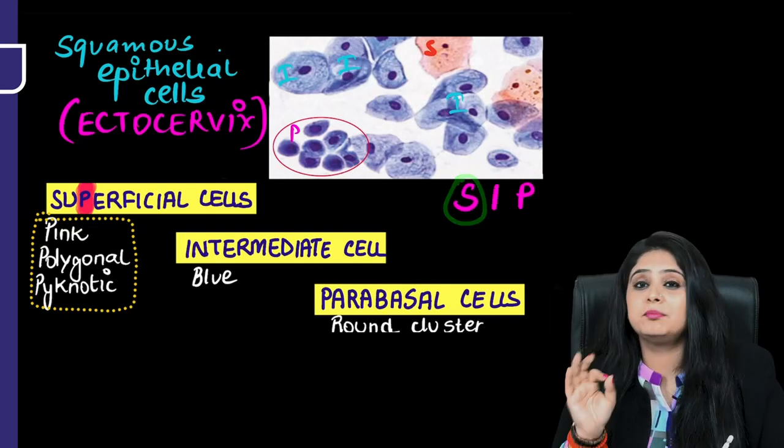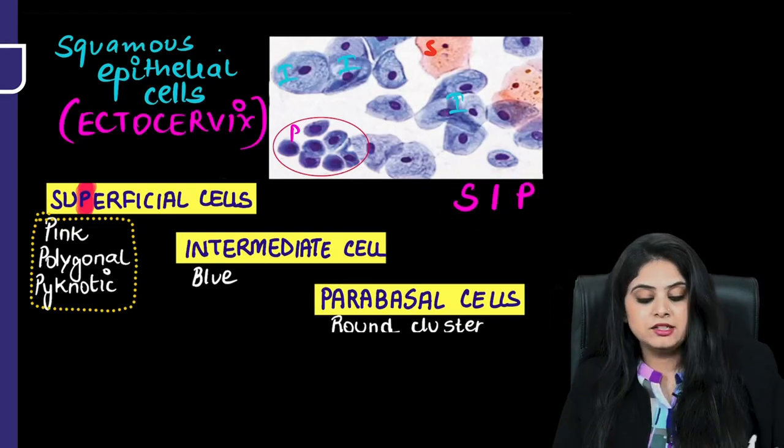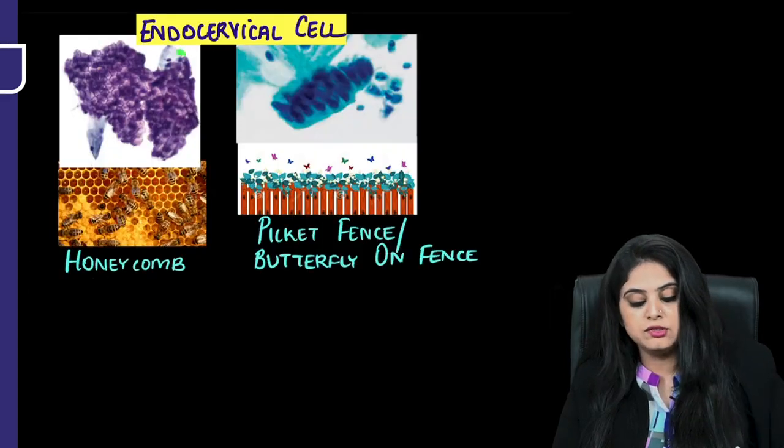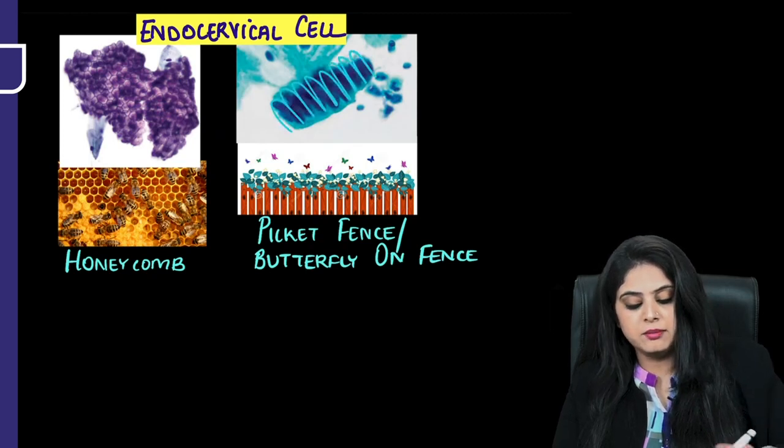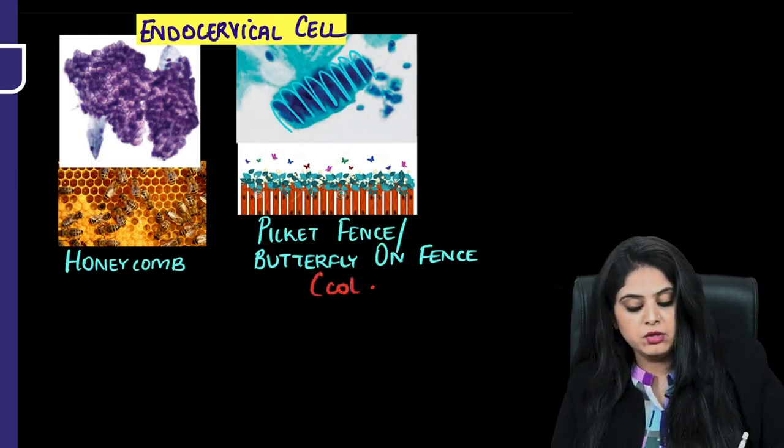The superficial one is pink, intermediate is blue, parabasal is going to be like a cluster. This was your ectocervix. How is your endocervix going to look? I hope you remember endocervix is columnar epithelium. So how is it looking? It's looking like a picket fence or butterfly on fence appearance, mainly because it is columnar epithelium.